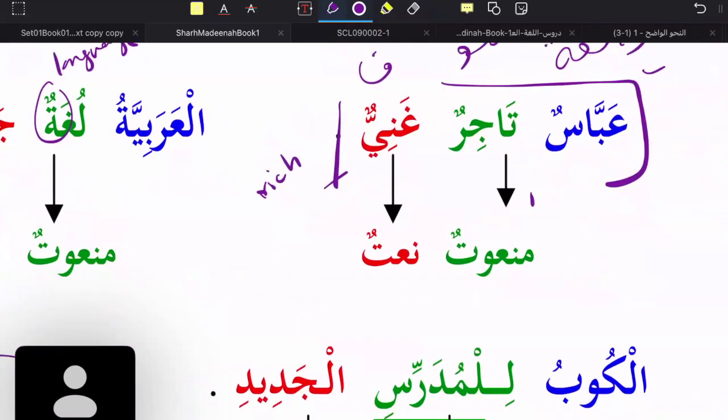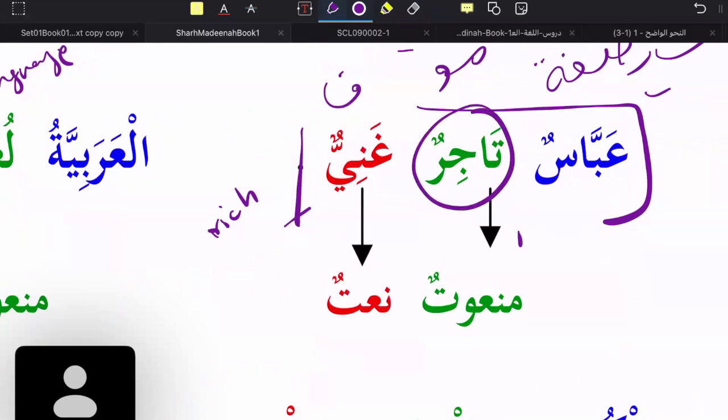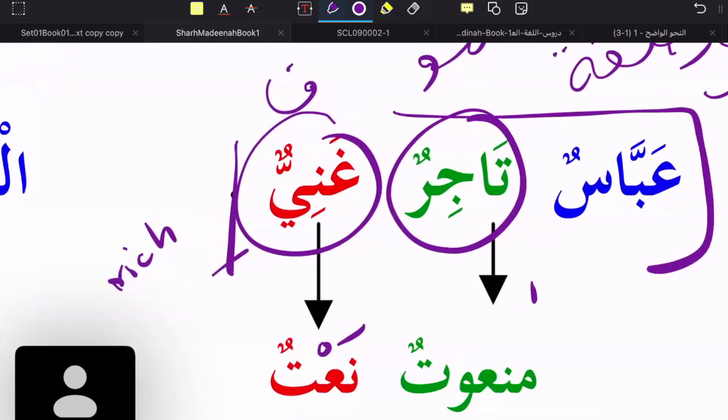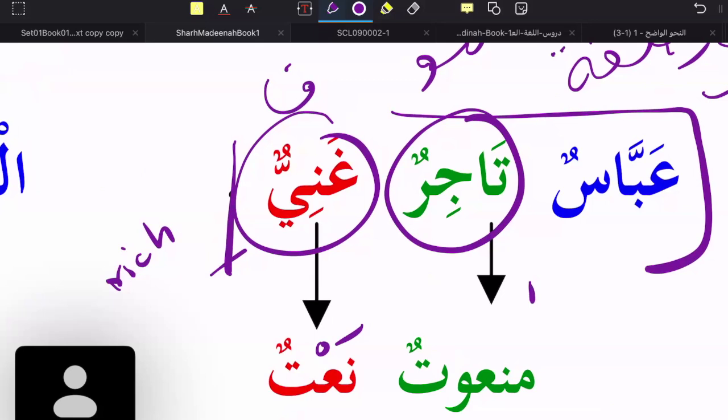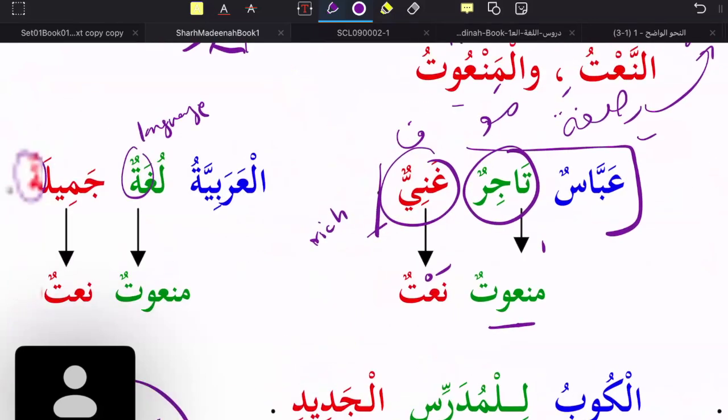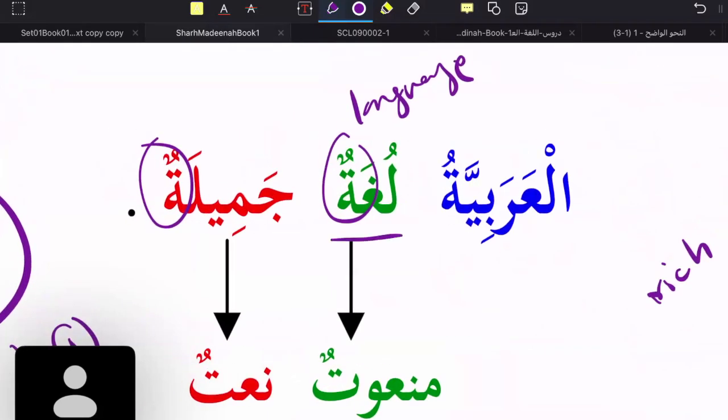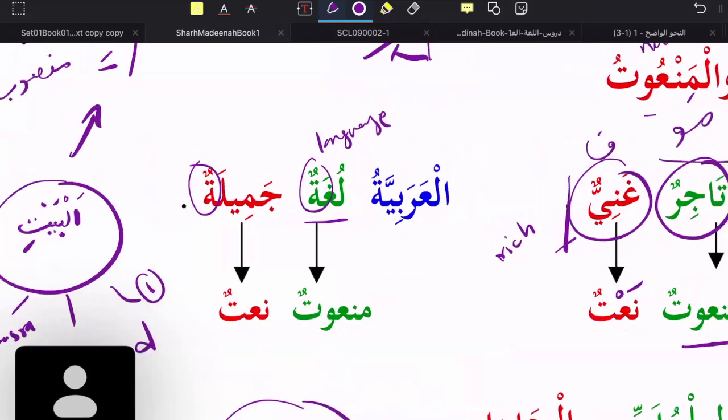So now, as you can see, the first one, the word that we're describing, is called man'ud, and the adjective itself is called na't. Man'ud is something that is being described. So what is being described? The noun, the tajir here, is being described. Makes sense? So here the lugha would be man'ud and jamila would be na't.